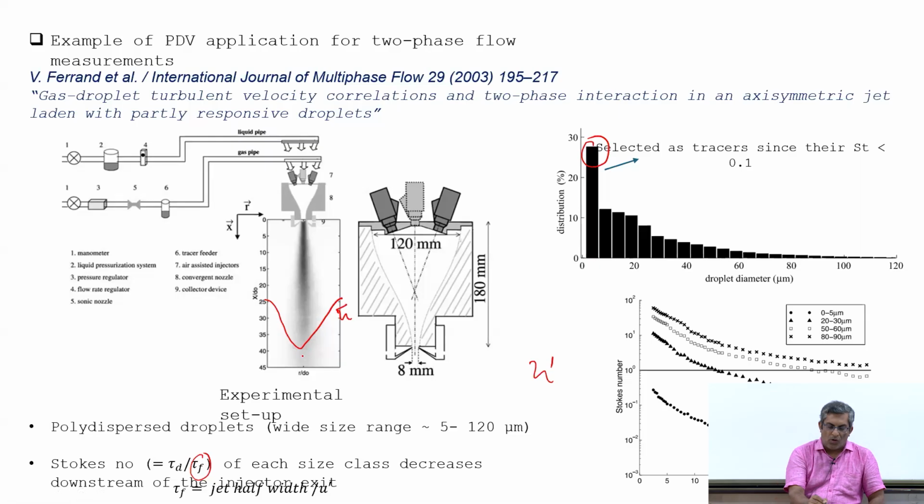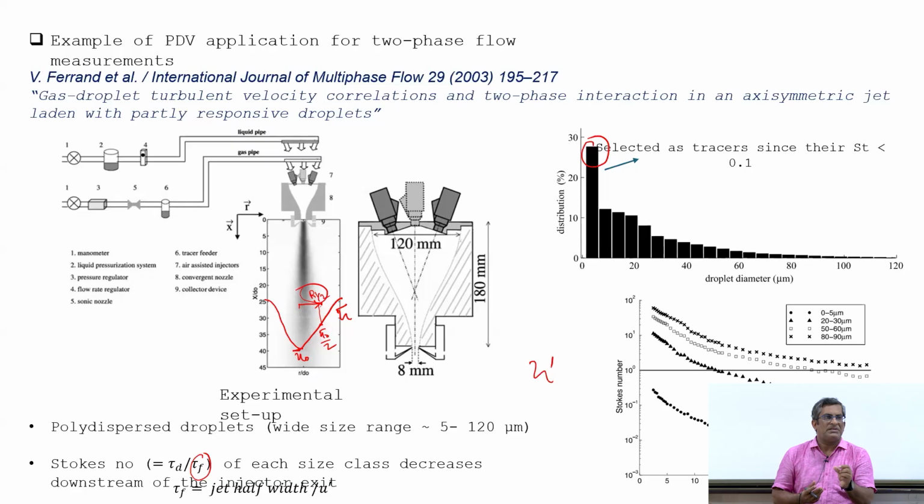Okay. Now they calculated the jet half width. What is jet half width? This is the radial location at which, this is called R half, this is the radial location at which the value at the center becomes half of this. So this is U naught by 2. So this location is called jet half width.